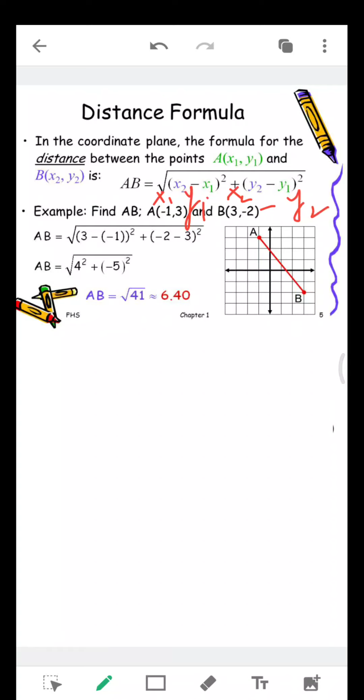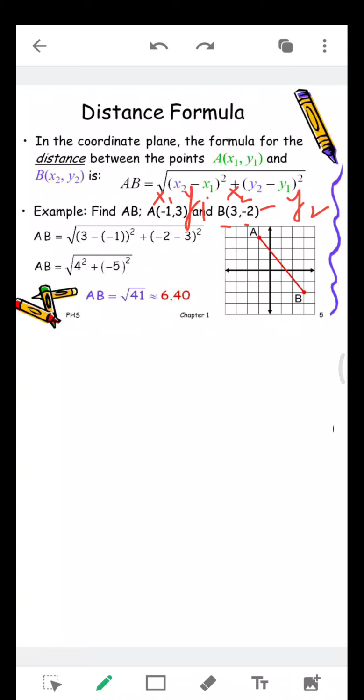What is our formula? x2 minus x1. So what is our x2 value? 3 minus, the formula is minus, and x1, what is x1? Minus 1. 3 minus of minus 1 whole square, then plus, formula, then y2 minus y1. What is y2? Minus 2 minus 3, y2 minus y1. So you can have negative values too.